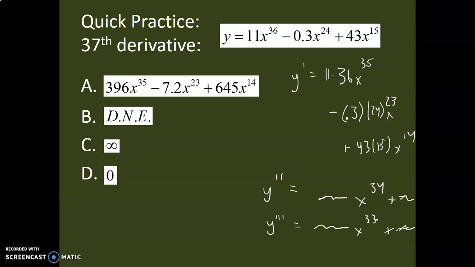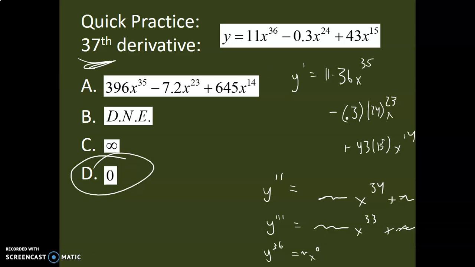There's other stuff going on. But as this exponent drops, so 2 plus 34 is 36, 3 plus 33 is 36, the derivative and the power are always going to add up to 36. So when I do the 36th derivative, I'm going to be at x to the 0, which would be a constant. And then if I take the derivative of a constant, I'm going to be getting 0. So the answer would be 0.